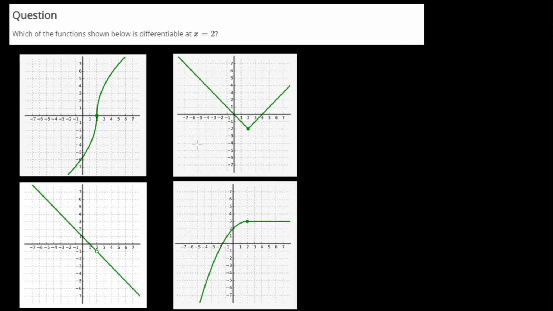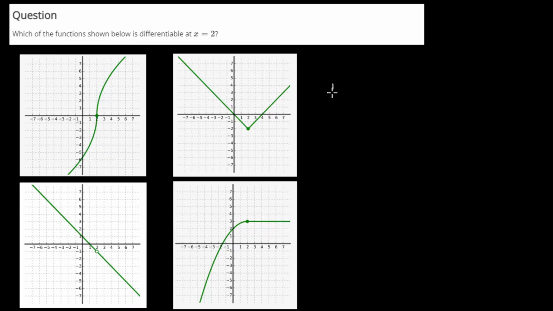We are asked, which of the functions shown below is differentiable at x equals 2? How would we go about solving this? How would we find which one of these is differentiable at x equals 2? Well, there are three things we need to keep in mind. Three things that tell us if a function is differentiable at a certain point. At that certain point, it has to pass three checks.